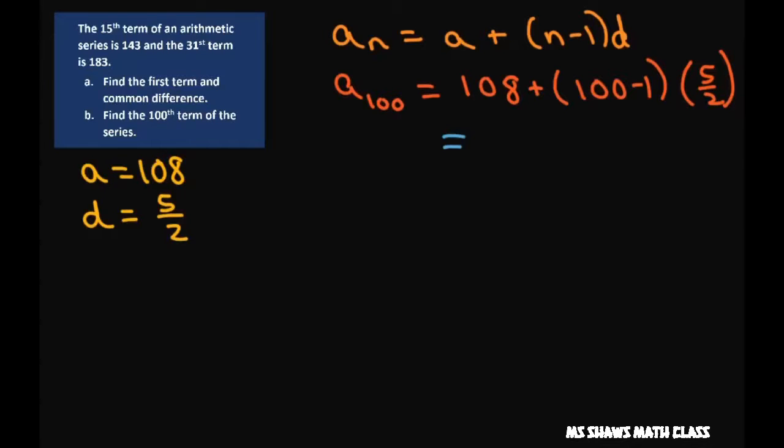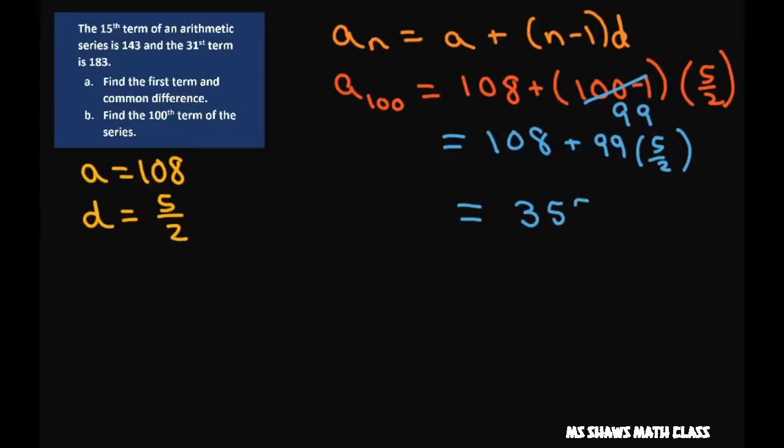Simplifying further, we get 108, this is 99, so plus 99 times 5 halves. And when you put that all together, that's going to be 355.5. And that's your final answer.